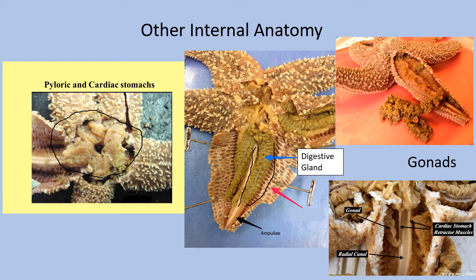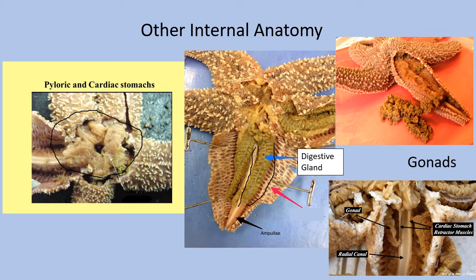So after food material goes to the stomach, it gets diverted into these digestive glands, and then enzymes would be released into the food to break it down more and then absorb the minerals. So this is part of their digestive system.